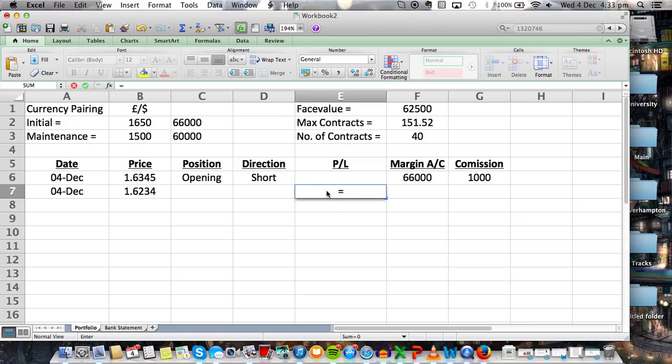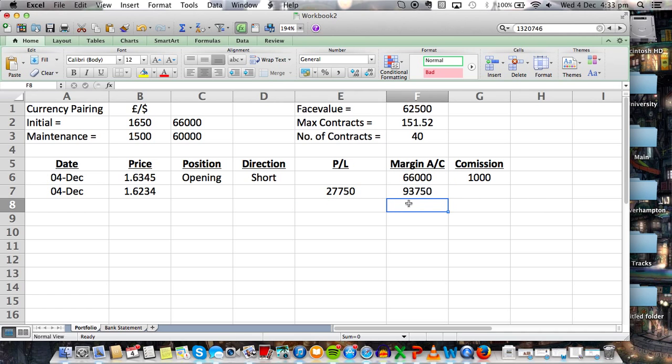And how do we work this out? The only difference in the profit and loss formula is you start off with a minus. Open bracket, new price minus old price multiplied by face value multiplied by number of contracts, and that gives you your profit and loss for the day, which will then be added to the margin account.